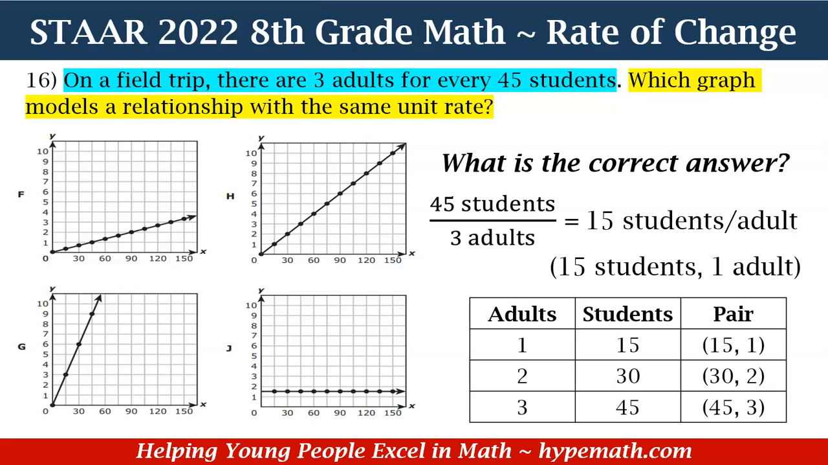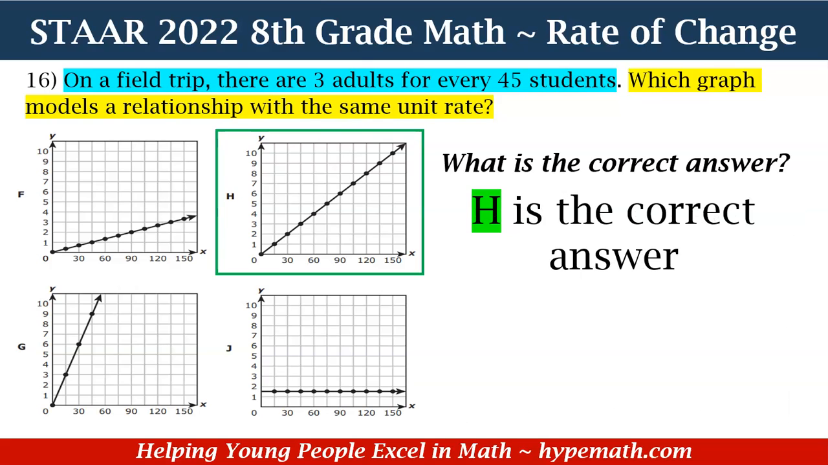We are looking for the graph that shows for 15 students, there was 1 adult. For 30 students, there were 2 adults. And for 45 students, there were 3 adults. And yes, H is the correct answer.